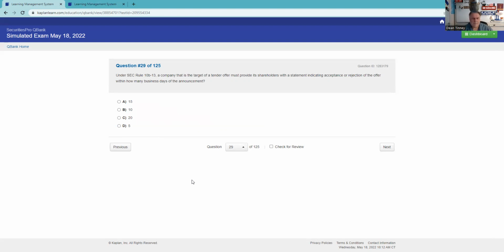Under SEC Rule 10b-13, a company that is a target of a tender offer must provide its shareholders with a statement indicating acceptance or rejection of the offer within how many business days of the announcement? This is going on right now. Elon Musk has made a tender offer to Twitter, and so this is asking how long does Twitter's board have to respond?